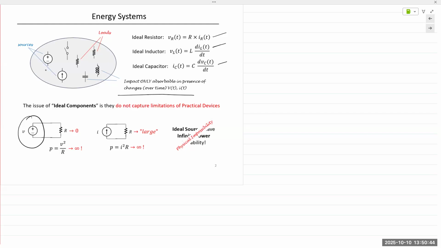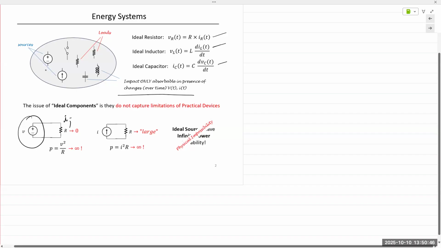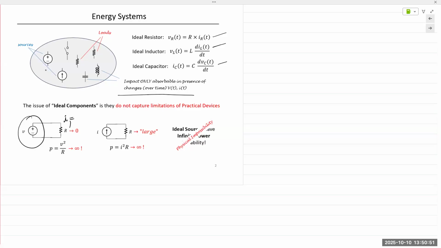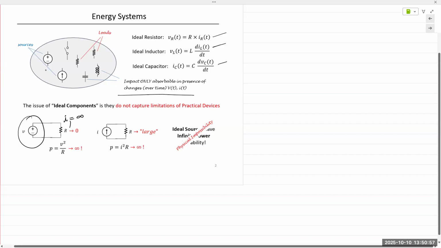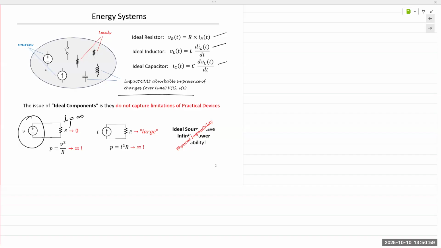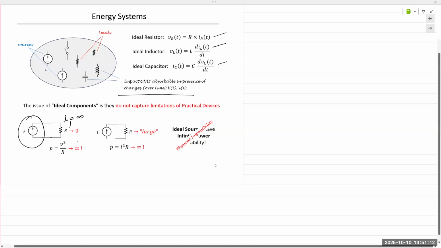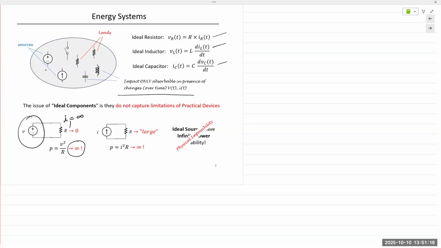If R is 0, what is I? Doesn't matter what voltage you apply. If R is 0, what happens to I? It's infinity. Yep, you're right, infinity. So even if you have a very small voltage source, like 0.1 volt, very small battery, you short circuit its terminals, resistance is equal to 0, current goes to infinity, and power goes to infinity, which is not possible, right? Any source does not have infinite power.